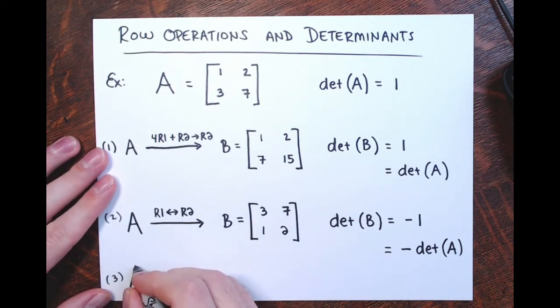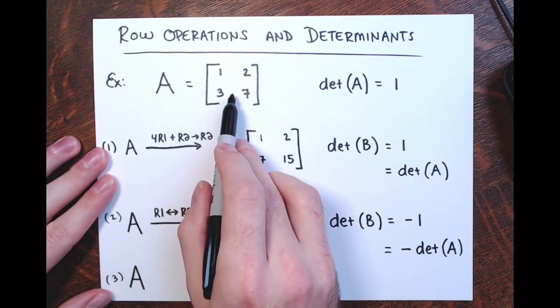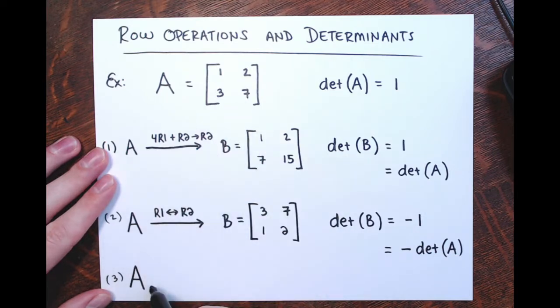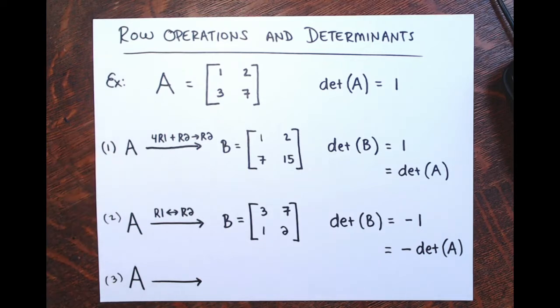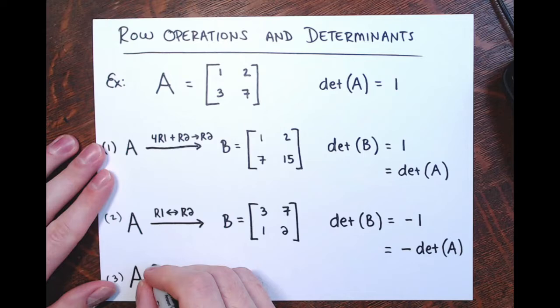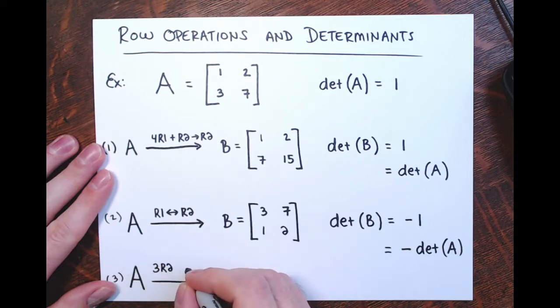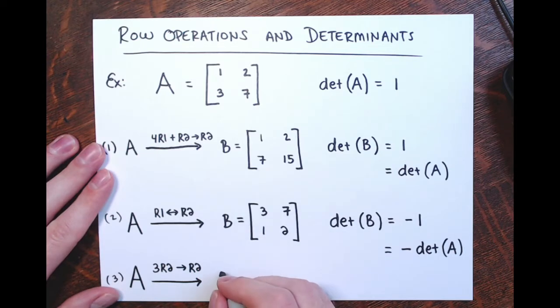All right, so again, I'm going to start with matrix A. So I'm starting with this 1, 2, 3, 7 up here. We're going to perform an operation. This time, let's multiply the second row by 3. So I'm going to do 3 times row 2. And this will produce a new row 2. Remember this operation of multiplying a row by a scalar. Now if I multiply the second row by 3, that's creating a whole new matrix. Since it's a new matrix, I'm going to call it something else, like B here again.